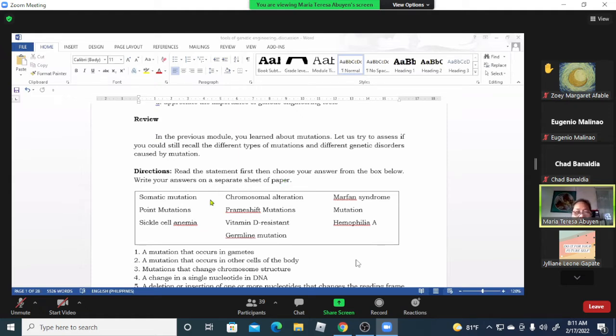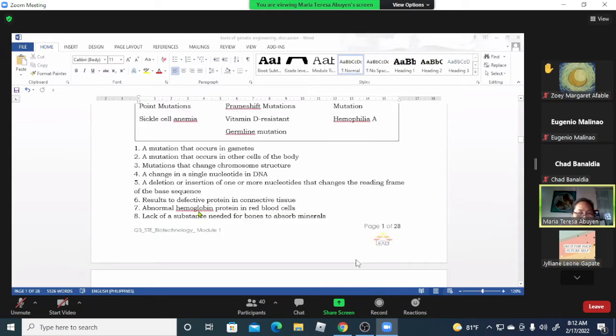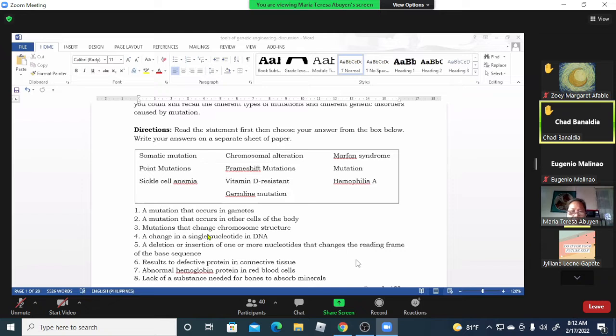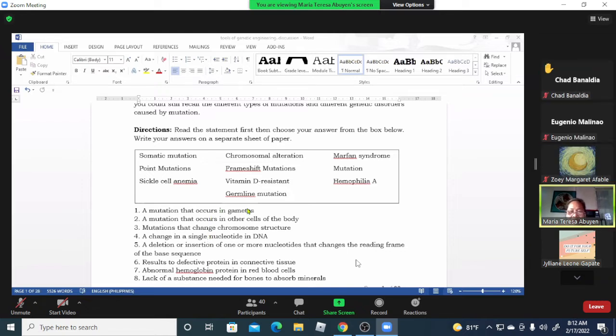Okay, so let us first answer, as a sort of review, the 8 questions here. You will refer your answers to the word pool in the module. So let's take the first one. Number 1, a mutation that occurs in gametes. So what is that? Anybody can answer. Germline mutation. Very good, germline mutation.